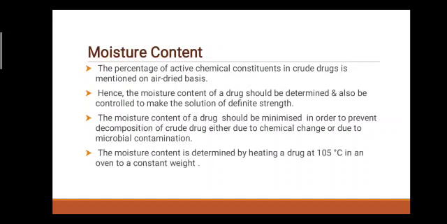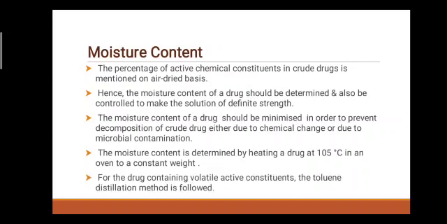The moisture content is determined by heating a drug at 105 degrees Celsius in an oven to a constant weight. For a drug containing volatile active constituent, the toluene distillation method is followed.